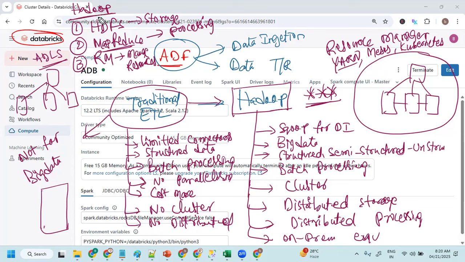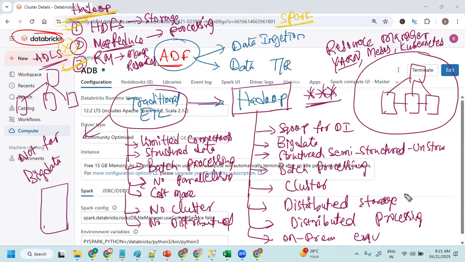Hadoop is having three components here. Out of these three components, only this part is removed. This part is replaced with Spark. Your HDFS remains the same, your RM remains the same, and only MapReduce was replaced with Spark. Okay, so because of that reason, people are looking towards Spark.